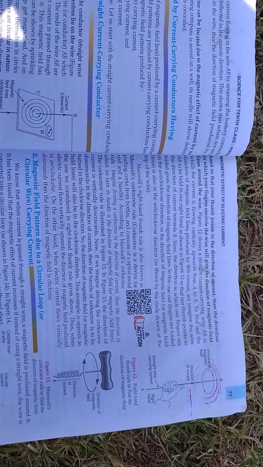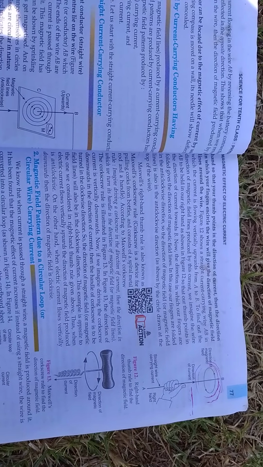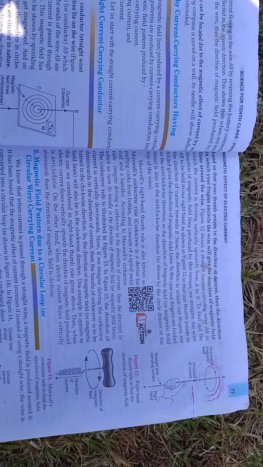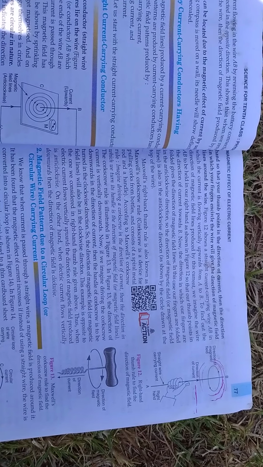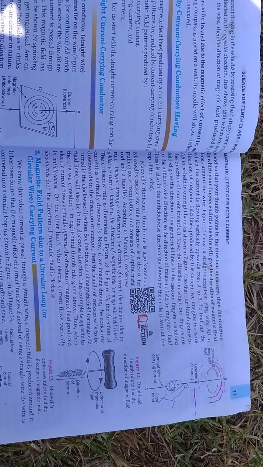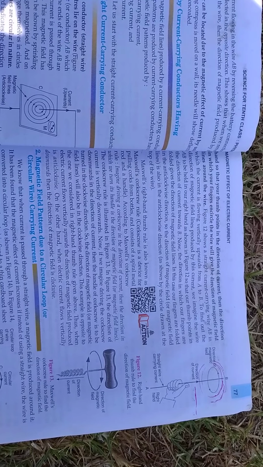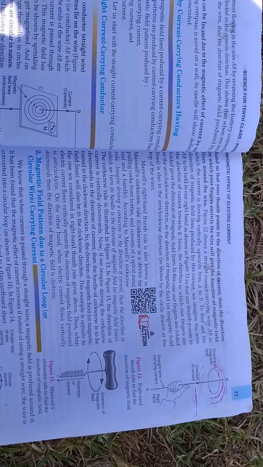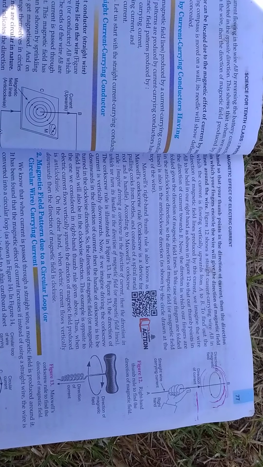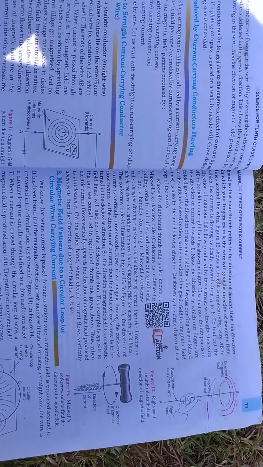We use the right hand thumb rule to find the direction of magnetic fields around a current carrying straight conductor. My dear students, suppose we have a current carrying straight conductor and we want to find the direction of the magnetic field around it, then we use the right hand thumb rule.